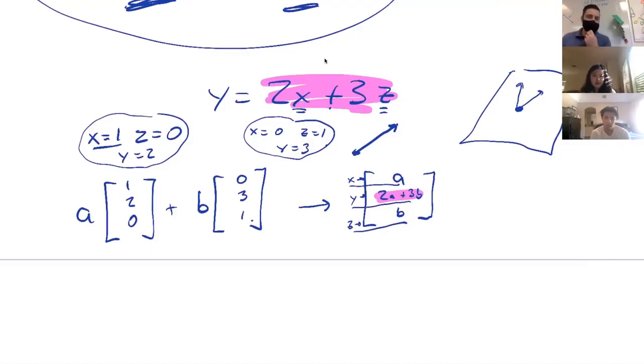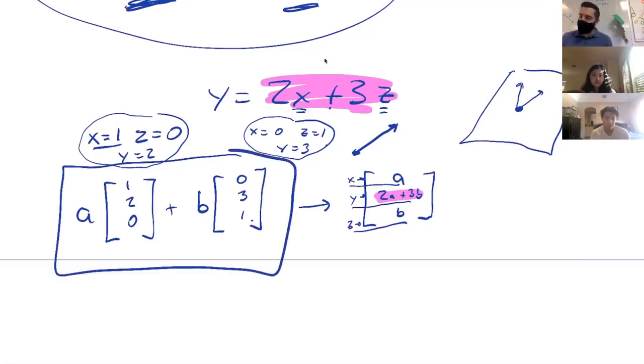It doesn't have to be x's and z's or x's and y's or whatever. We're just saying every multiple you take of these two vectors, every linear combination, that'll create other vectors in this plane. It'll never create one that's like bouncing off the plane, like poking out. They'll all be in that same plane.